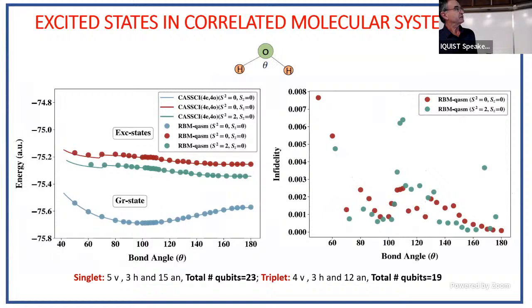And then we ran a larger calculation for excited states of water molecules, not only the ground state, but the singlet and triplet. For a given symmetry, you can filter the state that is projected to that symmetry. We did water as a function of theta, excited states, and it works very well with this projecting. Once you know the ground state, you project it out, and then you continue to get the excited state.